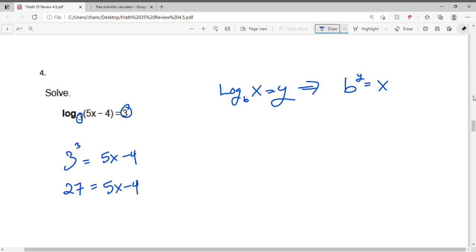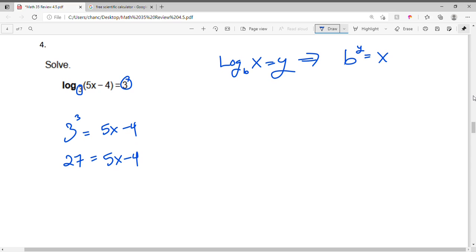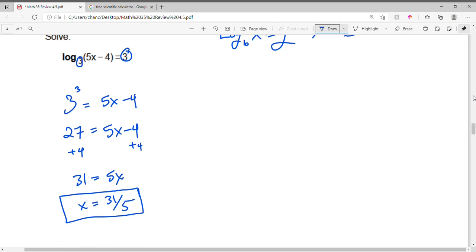And this just becomes a simple equation. Let's add 4 to both sides. This is 31 equals 5x, and x is just 31 over 5. That's our solution. You could check your work by plugging in that value into the x to make sure this is correct. But this is a good solution, 31 over 5.